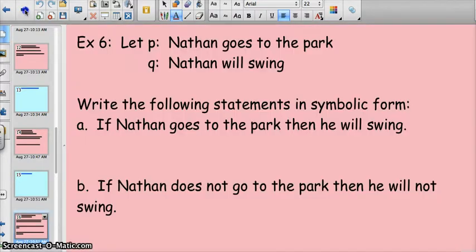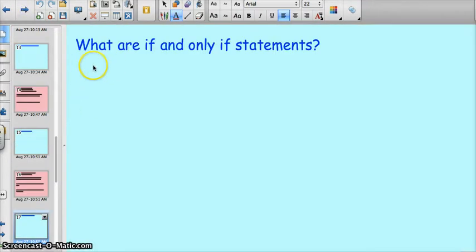We're going to talk about if and only if statements. A conditional was an if-then statement. Therefore, an if and only if statement is called a biconditional.